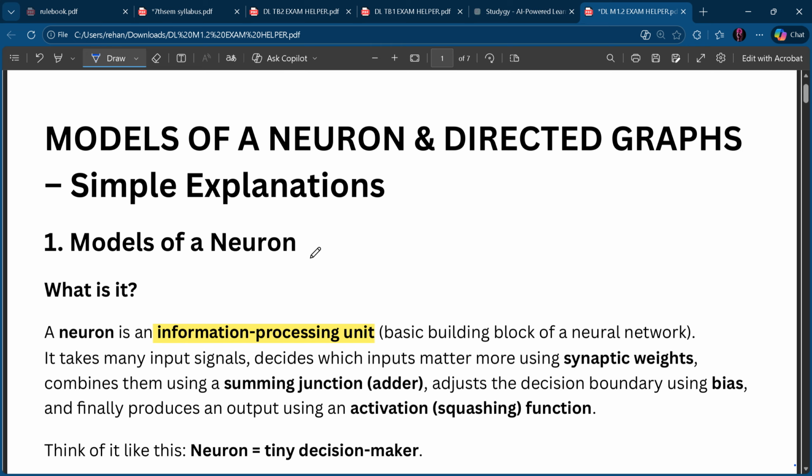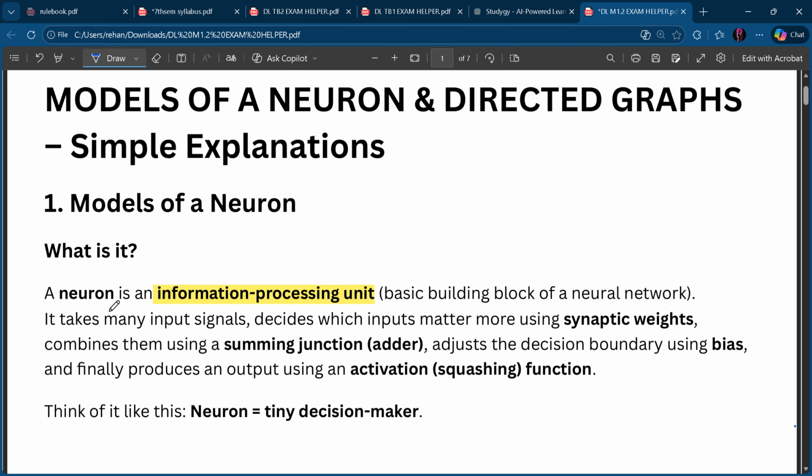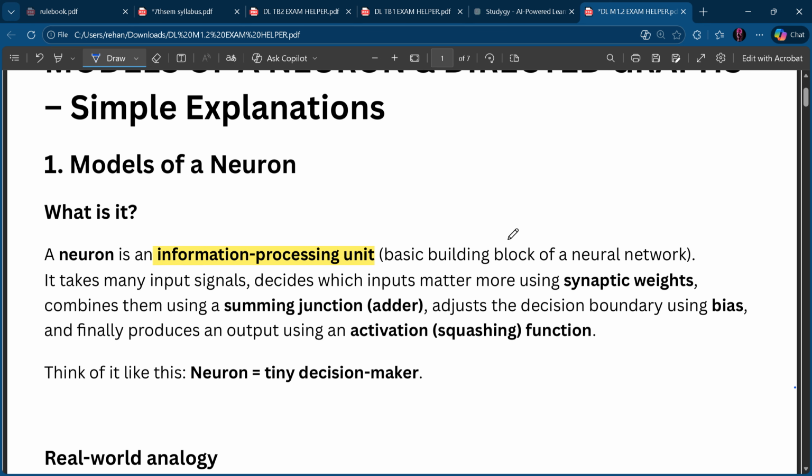So that's what it is. If you read the definition now, you will understand. A neuron is an information processing unit, nothing but a building block of a neural network. So building block of neural network is a neuron. Okay, it takes many input signals. We saw that x1, x2, so on to xm. Decides which input matters more using synaptic weights w1, w2, so on up to wn.